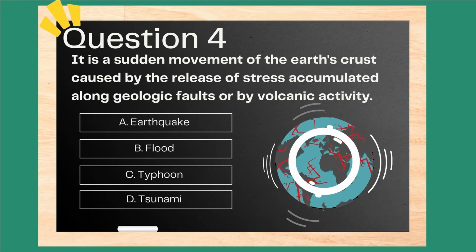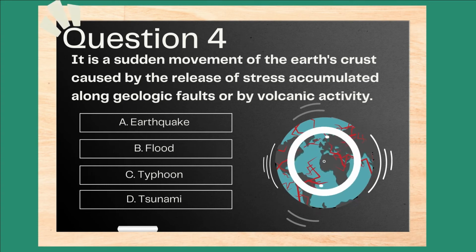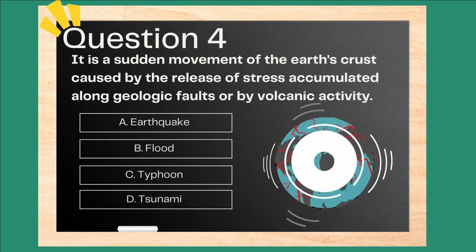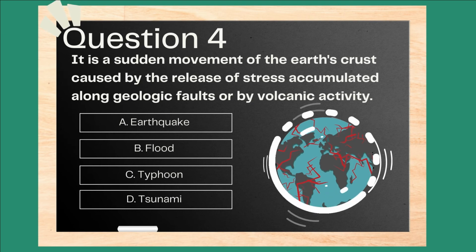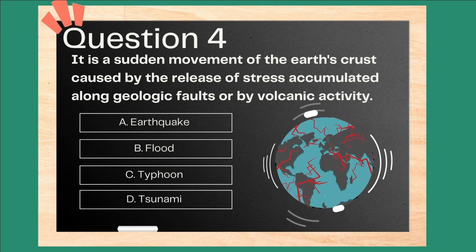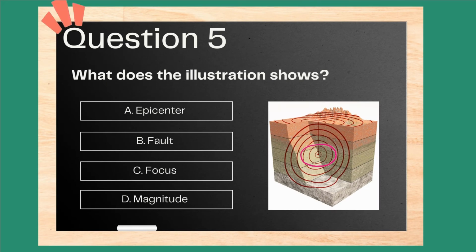It is a sudden movement of the Earth's crust caused by the release of stress accumulated along geologic faults or by volcanic activity. A. Earthquake, B. Flood, C. Typhoon, D. Tsunami. What does the illustration show? A. Epicenter, B. Fault, C. Focus, D. Magnitude.